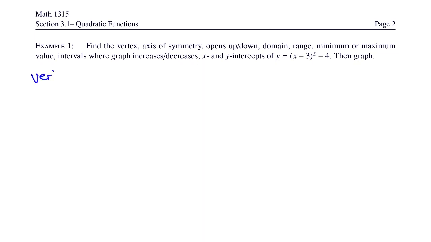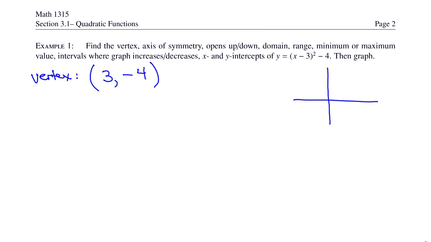We can tell that the vertex is the point based on the horizontal shift and the vertical shift. The horizontal shift is 3 to the right, so that means the vertex is at positive 3, and then the vertical shift is negative 4, so that's 4 down, and that's negative 4. One thing that you can do as soon as you find the vertex is draw a little sketch of the graph, and that will help you to determine some of these other answers.